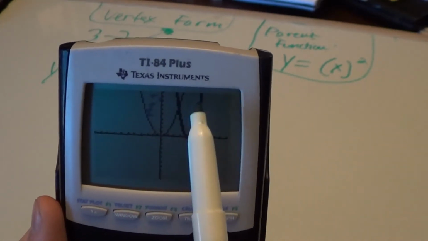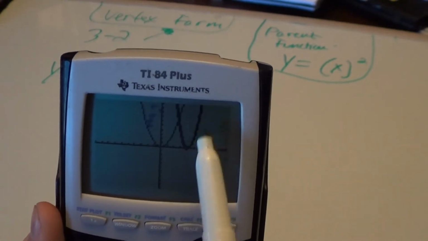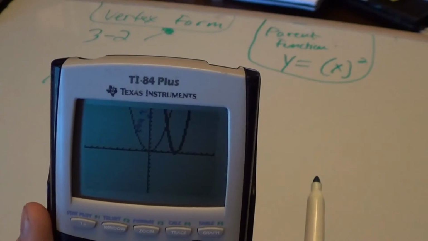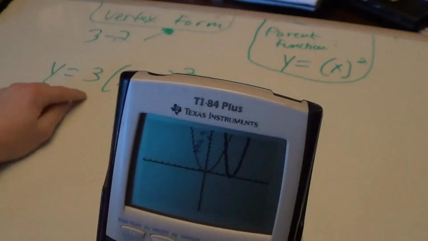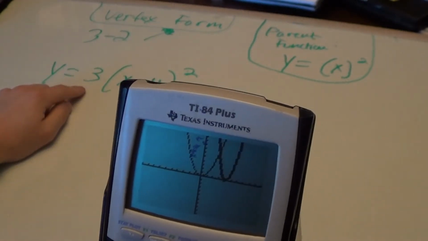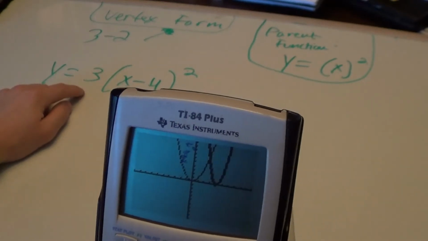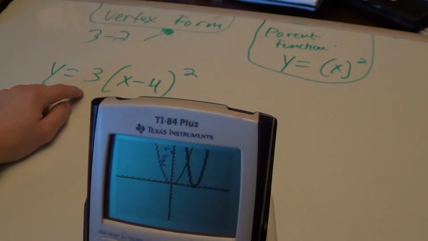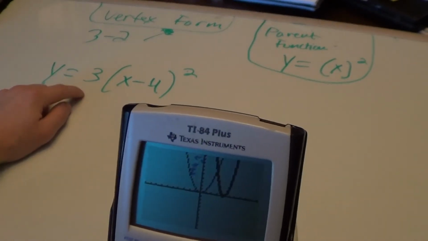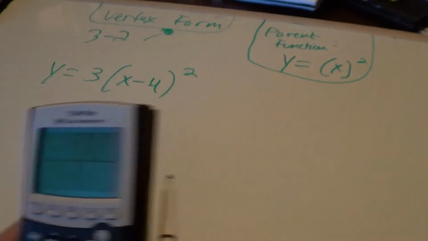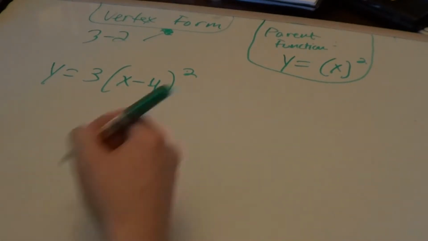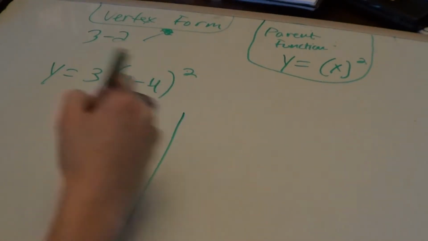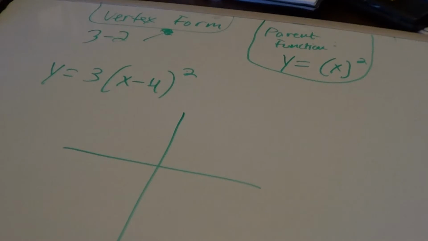The parent function's right here. The actual equation that we're using is right there. And notice that because we have an a which is greater than 1, that means that the graph is going to be more narrow than the parent function. So when you were to make a graph of it, it would be like this.